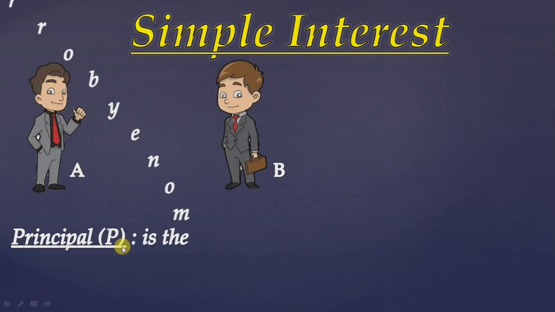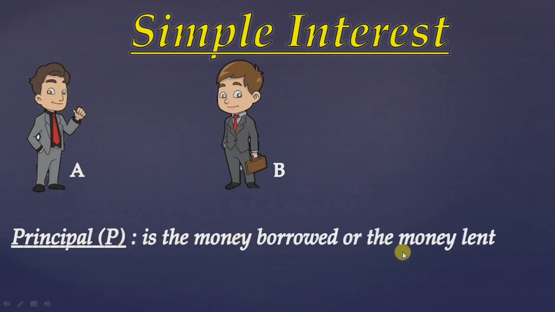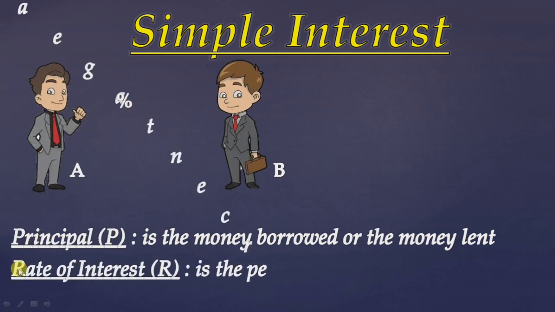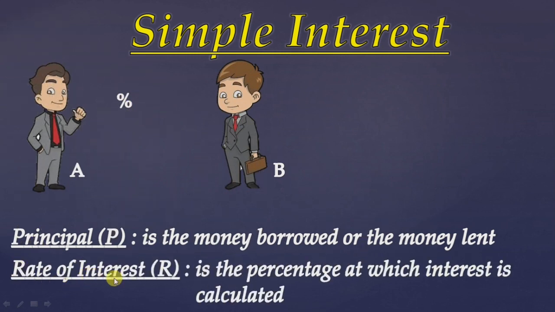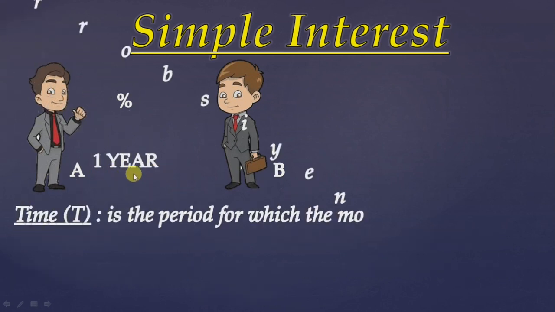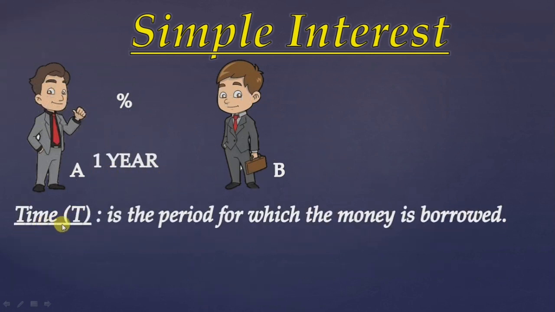So principal is the money borrowed or the money lent at a certain percentage, and this is known as the rate of interest. What is the rate of interest? It is the percentage at which interest is calculated. Let us assume that A borrowed some amount of money at a certain rate of interest for 1 year. This 1 year is known as the time period. So what is time? Time is the period for which the money is borrowed.